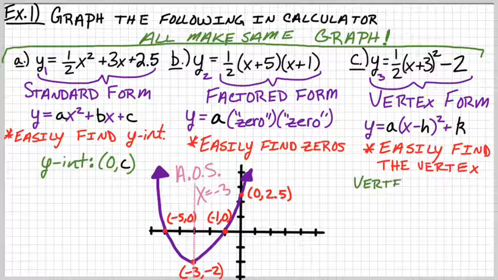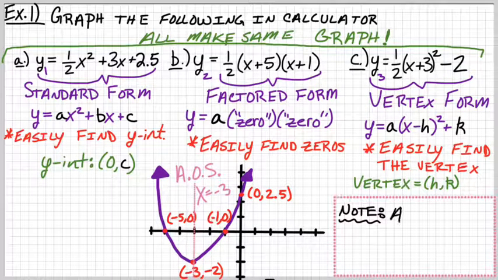Okay, the vertex would be (h, k). Just notice it's the opposite sign for the h. That's where the vertex would be, (h, k). And then the axis of symmetry would just be whatever that x value is. So x would be h for the axis of symmetry.